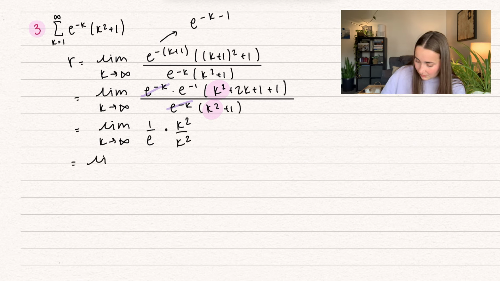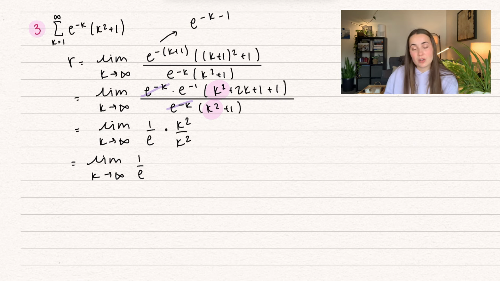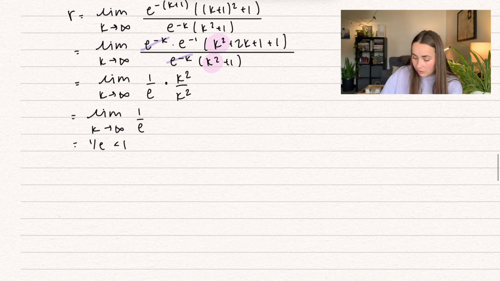So here we can simplify this, right? Those divide out, and all we're left with is 1 over e. And the limit of a constant is just equal to that constant. So here our ratio is equal to 1 over e. That is going to be smaller than 1, which tells us that the series will converge. And there we have our solution.